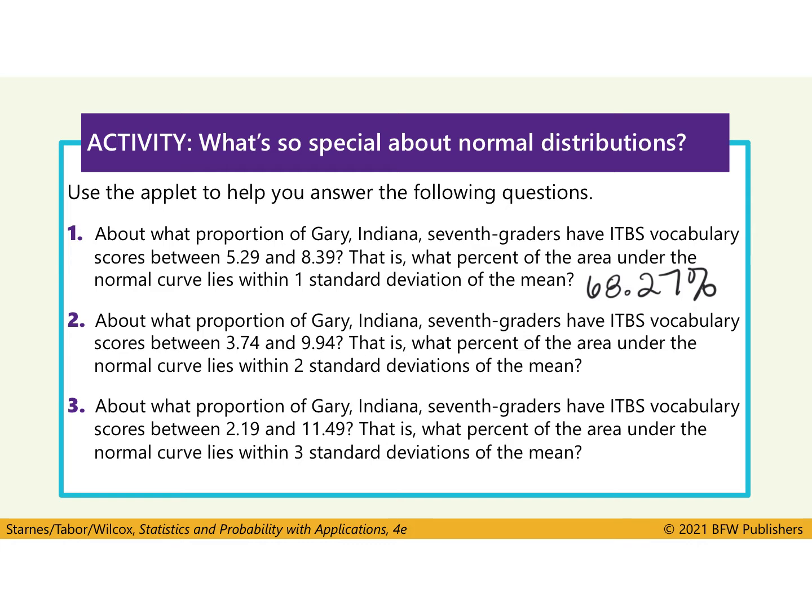What about the students between 3.74 and 9.94? That's about 2 standard deviations of the mean. What percent of the 7th graders are within 2 standard deviations of the mean? Go ahead and plug those two numbers, 3.74 and 9.94, into the applet. We're going to use the applet to find those areas. Eventually, we'll learn how to use the calculator to do that, so you don't have to go into this applet on the computer.